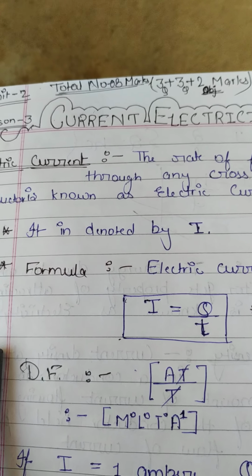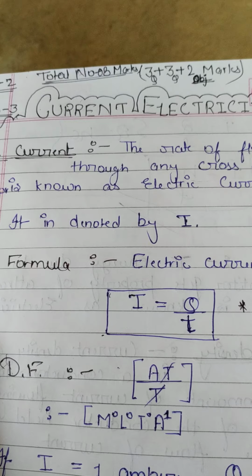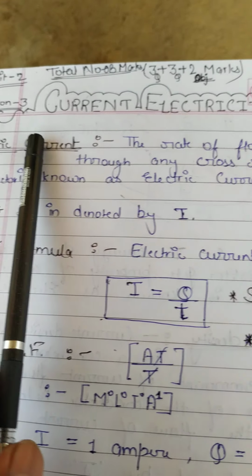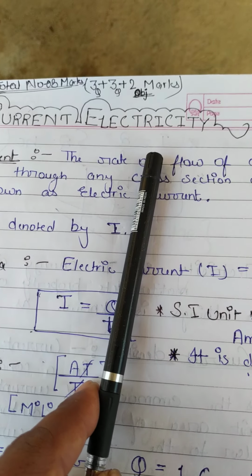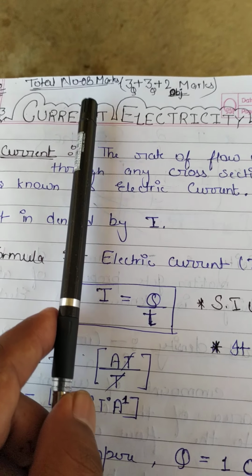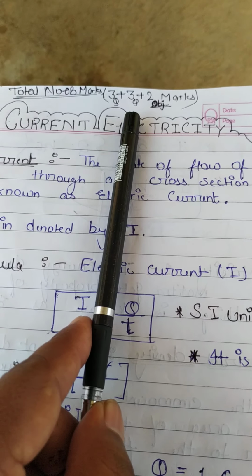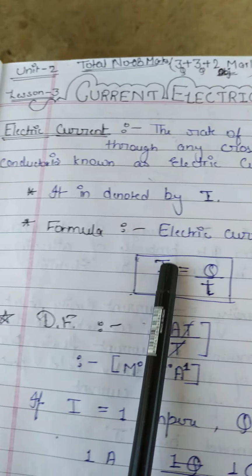Good morning, students. Today we are going to teach a new chapter. Chapter number 3, current electricity. Total number 8: 3 plus 3 plus 2 marks. 3 questions, 2 objective.